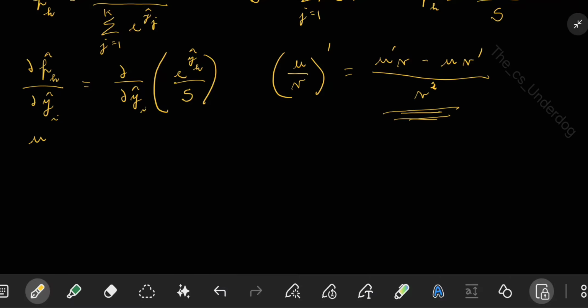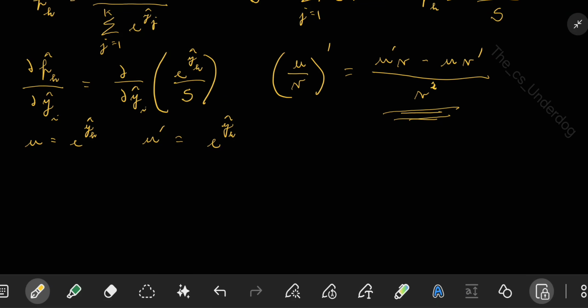So my u will be e power yk cap. If my u is e power yk cap, what will be my u dash? U is equal to e power yk cap, which means my u dash will be the first derivative. If I take the derivative of e power yk cap, it will be e power yk cap into the derivative of yk cap. Now think, what is the derivative of yk cap?